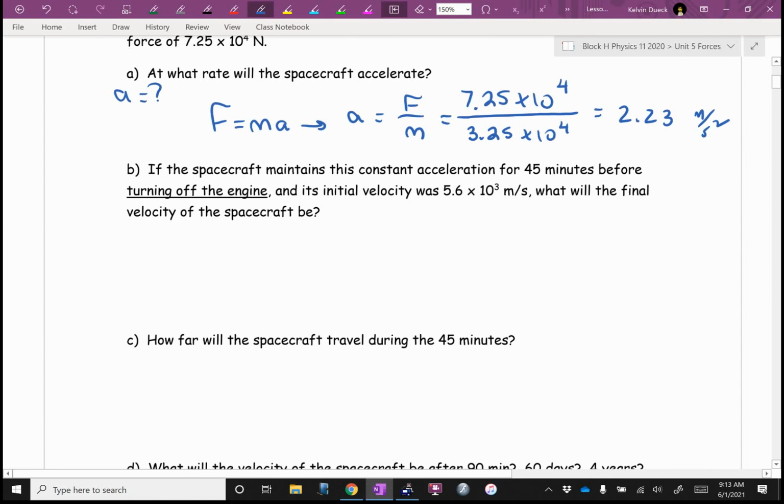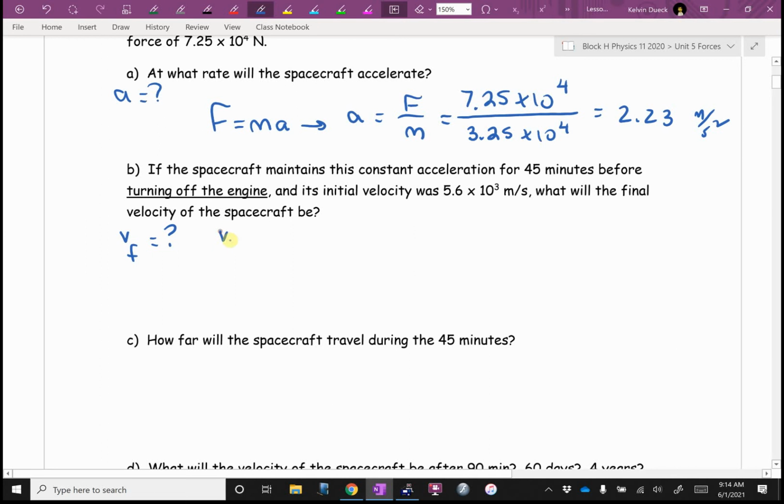B, suppose the spacecraft maintains this constant acceleration for 45 minutes before turning off the engine, and its initial velocity was 5.6 times 10 to the 3rd. Liz, what's B asking me to find? Okay, so now I think I'm going to go back to the last unit, and hopefully you're already noticing there's going to be some overlap between what we've done already and this new unit. You can't just say, oh, I'm going to forget d equals vit plus a half at squared. No, no, no, they're all still fair game, totally fair game.